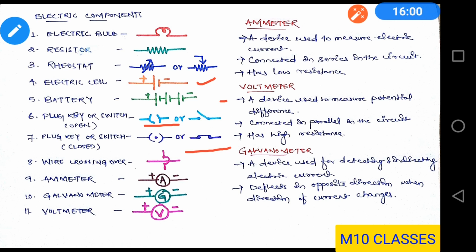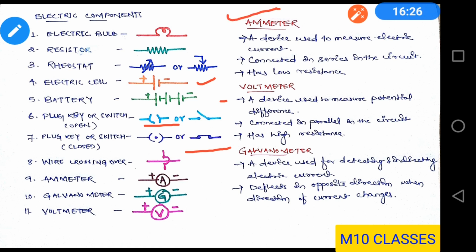Galvanometer, as the name starts from G, so there is a G here within the circle, and it has two terminals again, positive and negative. Similarly, voltmeter also has two terminals, positive and negative. It will be utilized in your circuits, and you are going to utilize it while drawing the circuits. Now let us see what is this ammeter and what is voltmeter and what is galvanometer.